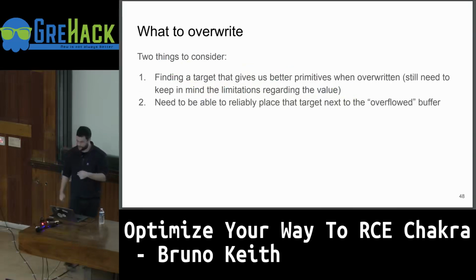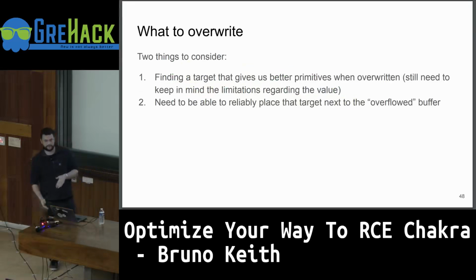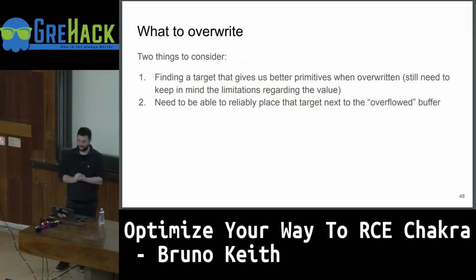So, next question, what to overwrite? Two things to consider. We want to find a target that gives us a better primitive when overwritten, because right now we can only write one value out of bounds. It's pretty limited. We're going to be able to compromise the target, but we need to improve our primitives in order to gain more and more control over what we're doing. And for that particular target, we need to be able to place it reliably past the buffer, because remember, we don't control the allocator ourselves in JavaScript, so we need to make sure that whatever we want to overwrite, we actually place it right after the buffer that's full.